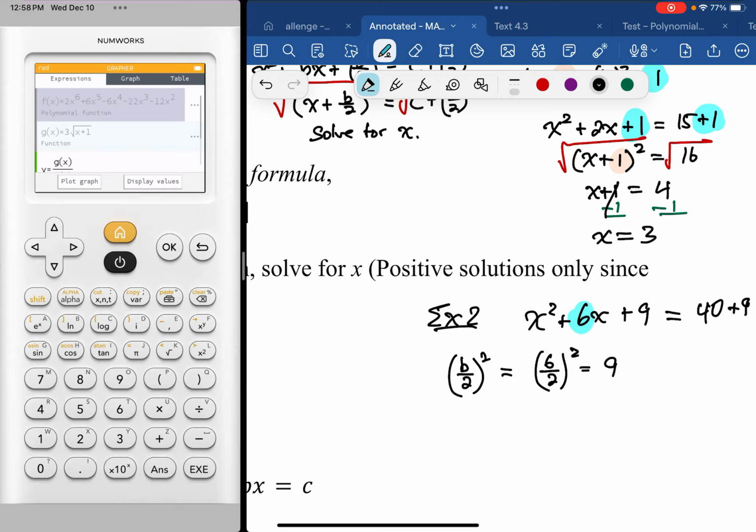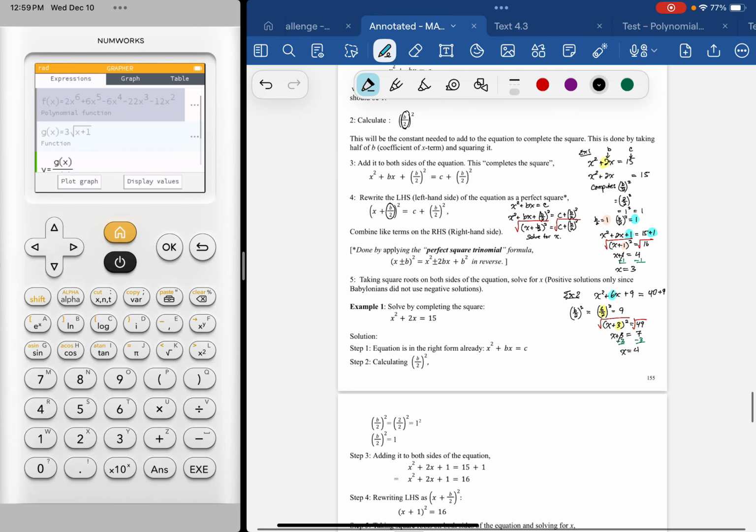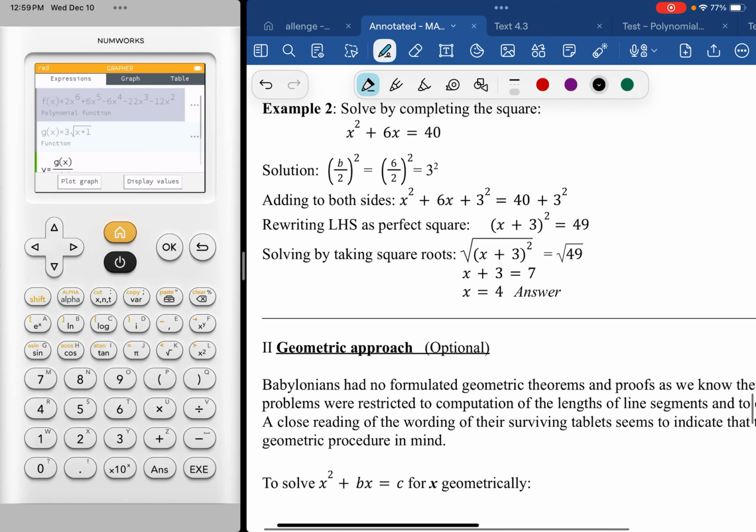The left-hand side is going to factor. It's going to become x plus 3, because my b over 2 is 6 over 2, which is 3, squared, is equal to 49. Root both sides. x plus 3 is equal to that principal square root, 7. Then subtract the 3. And that would be it. x equals 4. And I can compare that with the solution.